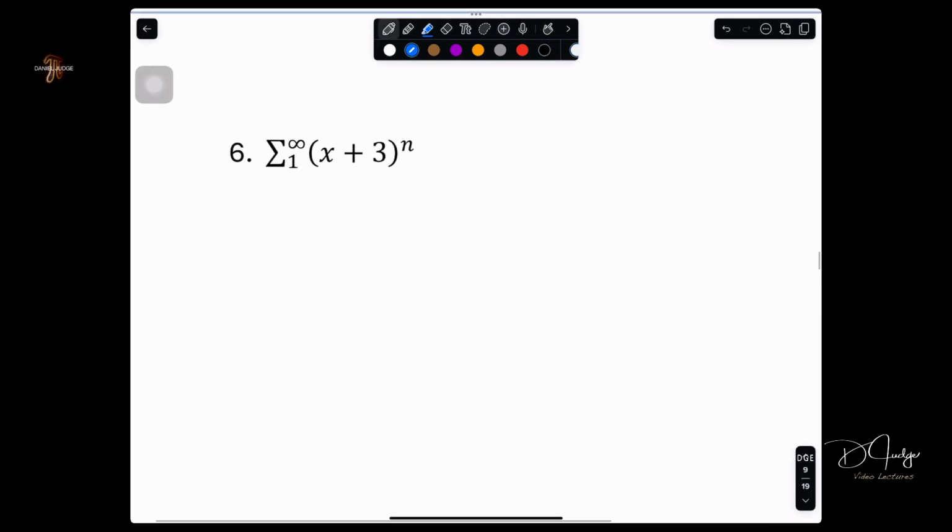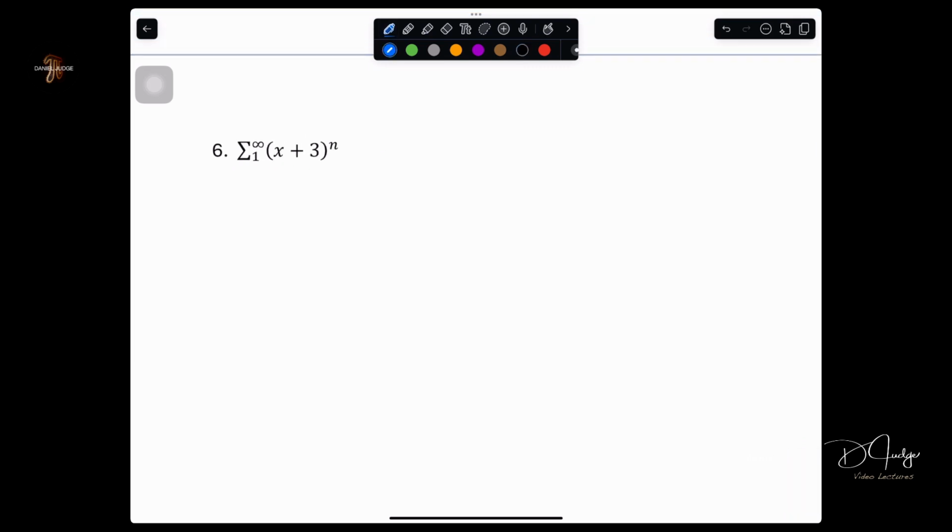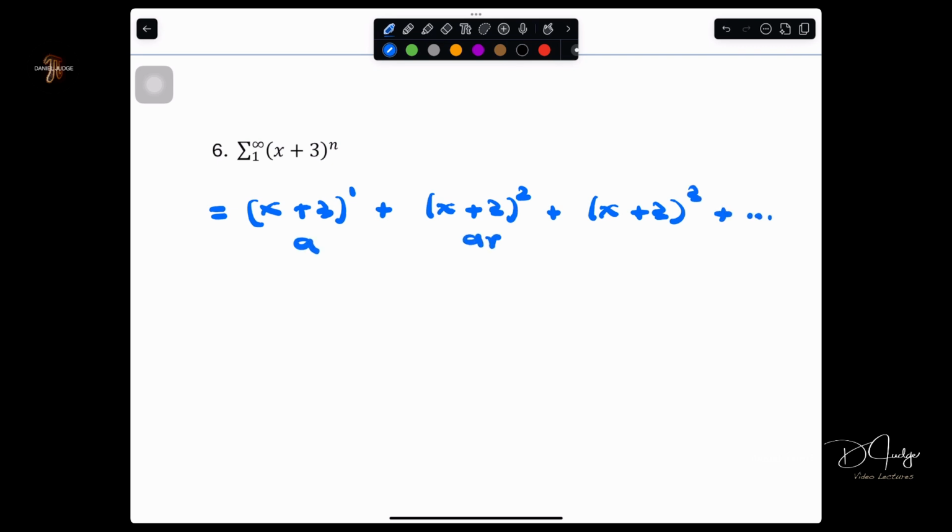Is this a geometric series? The answer is yes. You're going to find out, ladies and gentlemen. The first term, x plus 3 to the first power. The second term, x plus 3 squared. The third term, x plus 3 cubed. This is AR squared. A is x plus 3. R is another x plus 3. AR squared will check off.